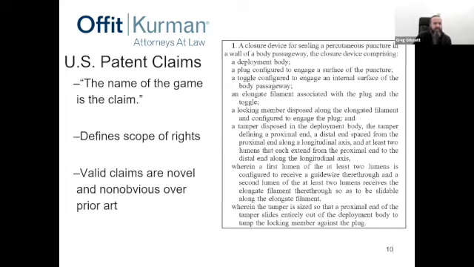Okay. It defines the scope of the rights. Right? This is like a deed, so to speak, of your property. The claim is very much like that. And valid claims, this seems basic, but it's worth mentioning, are novel and non-obvious over the prior art. Okay. And we'll talk a little bit about what prior art is shortly.